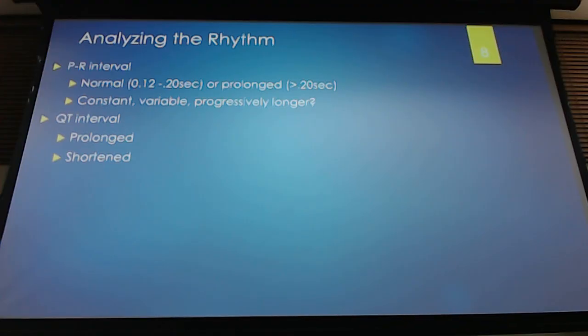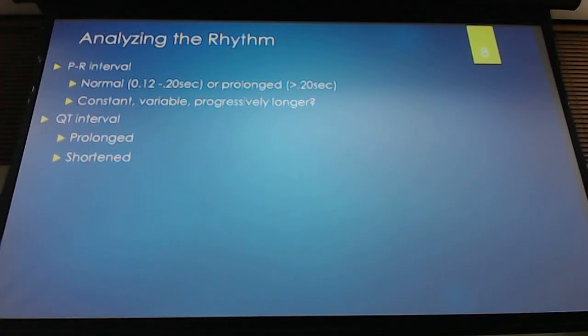Don't forget about your intervals, PR interval. Is it normal, or is it prolonged, or is it short? Okay? Is it constant? Every PR interval should be the same if you go from one PQRS complex to the next. It should all be the same. So is it constant, or is it variable? Is it prolonged, or does it get longer and longer with each beat we're looking at?